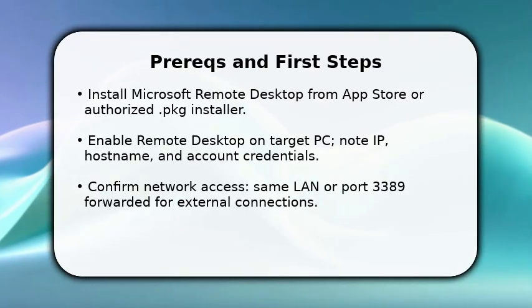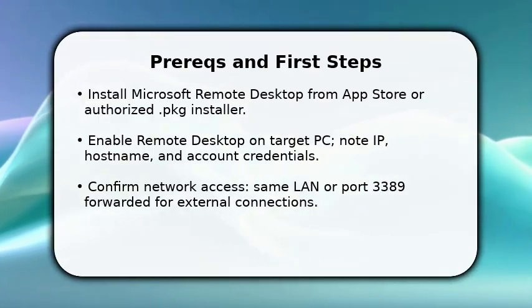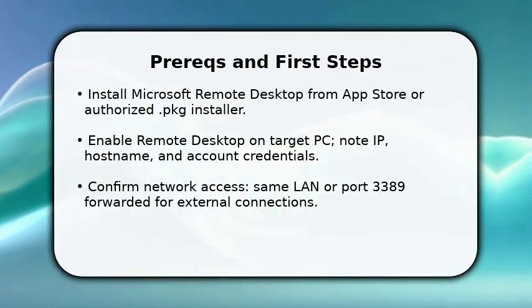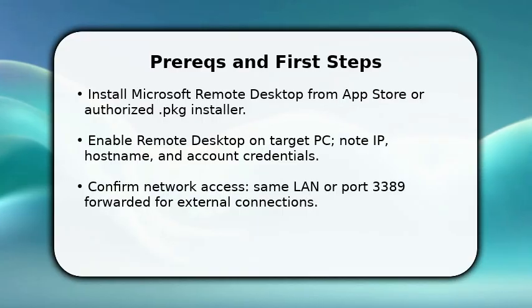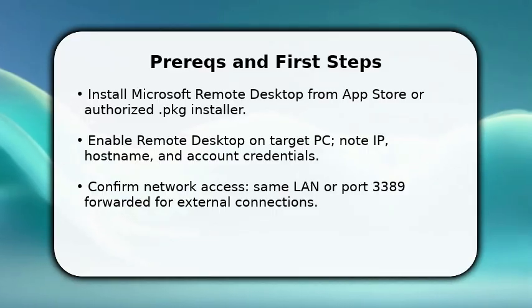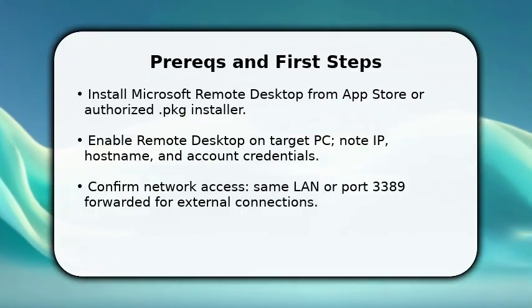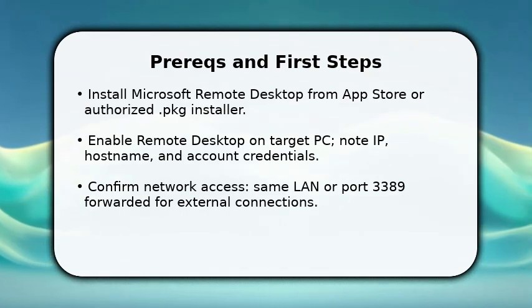You'll start by preparing both machines so the connection works. Install Microsoft Remote Desktop on your Mac and confirm the target PC has Remote Desktop enabled. Note its IP or hostname and a user account with permissions. Once done, make sure network access is possible on the same LAN or with port 3389 forwarded through the router. Also verify firewall rules allow RDP. These first actions let you proceed without stumbling on connectivity or permissions problems.